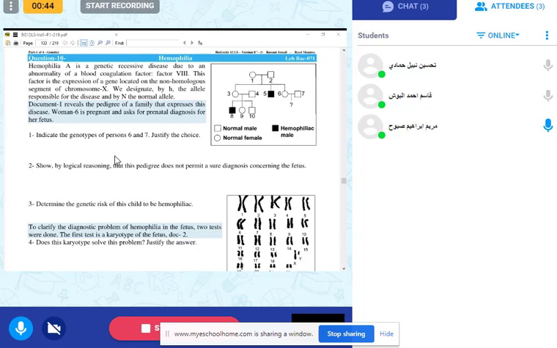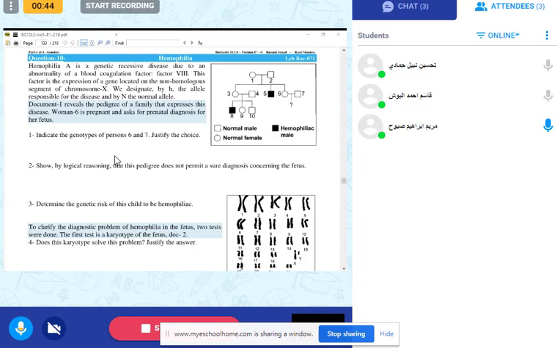Hemophilia A is a genetic recessive disease due to an abnormality of a blood coagulation factor, Factor VIII. That is 8, in Roman numbers. In Roman numbers, V is 5. One on its right will be 6, one on its left will be 4.